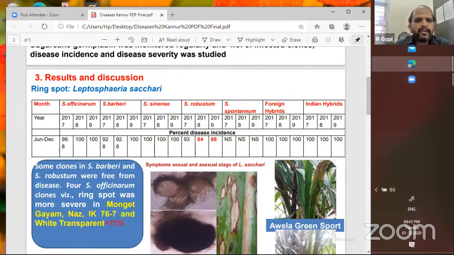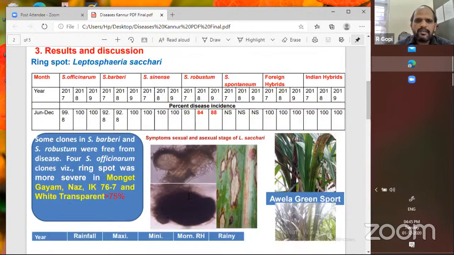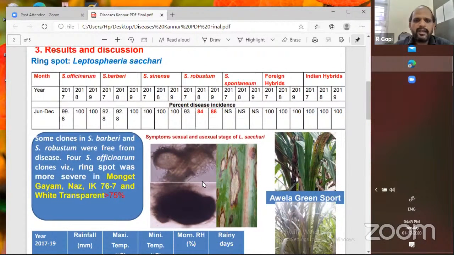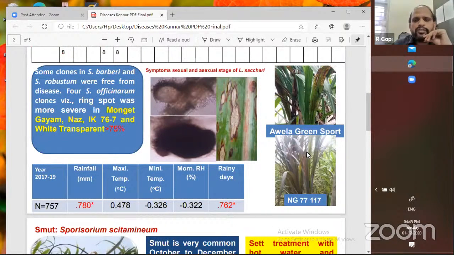For Saccharum officinarum clones, the ring spot was more severe, like Mongetgam, NOS IK767 and white transparent. It was reported at more than 75%. So these are the symptoms of the ring spot disease, with the sexual stage Leptosphaeria sacchari and the asexual stage Phyllosticta sacchari. But one interesting thing is that among the clones, it was found more in clones with dark colored leaves.